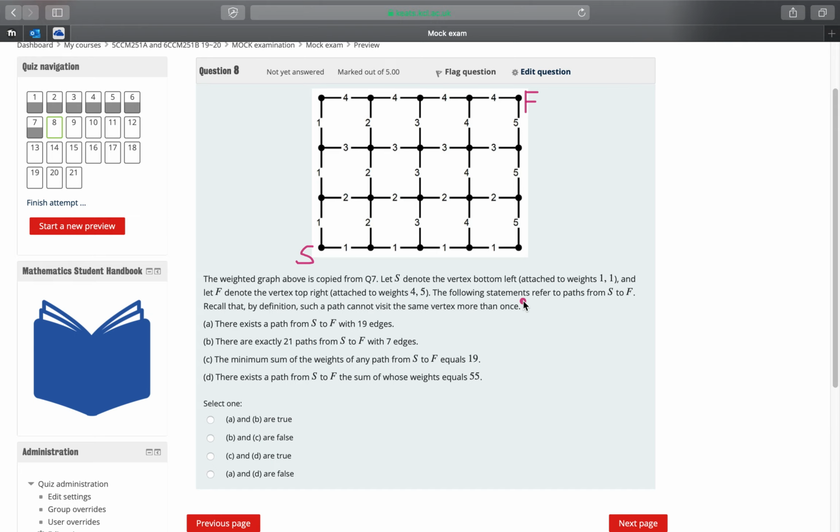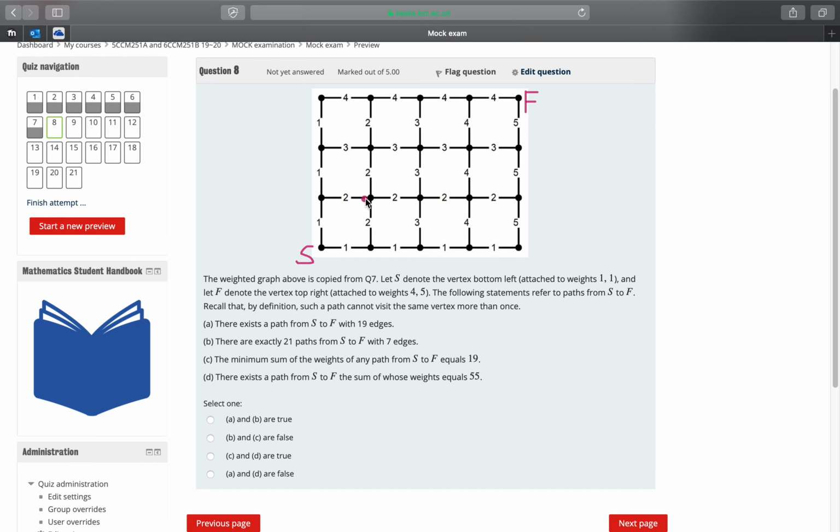The question is kind, in the sense that it's reminding you that a path means you can't go through the same vertex more than once, unless it were a closed path, but here it's not closed. So does there exist a path from S to F with 19 edges? Well, the quickest path from S to F would have 7 edges.